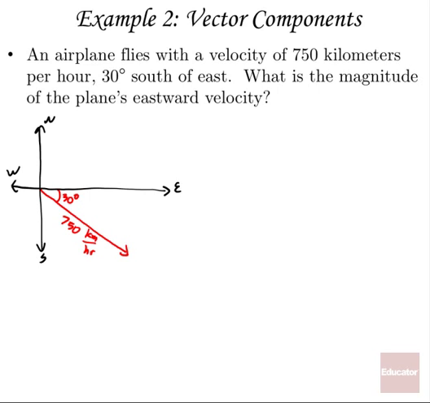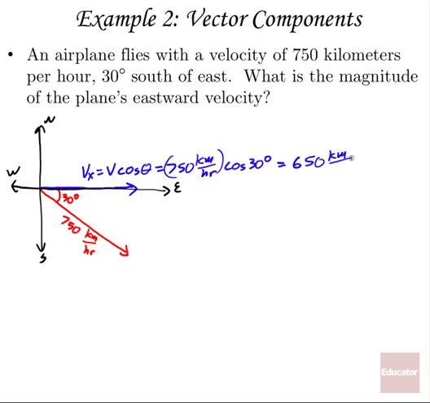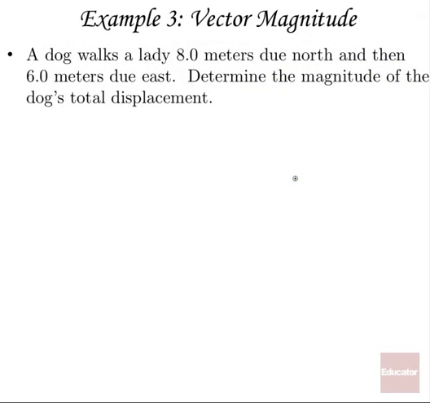If we want its eastward velocity, the eastward component, that means we want its x component here. X component of its velocity, Vx, is going to be v cosine theta, or 750 kilometers per hour, times the cosine of 30 degrees, 0.866, should give us something right around 650 kilometers per hour. Let's take a look at another one where we have to deal with vector magnitudes. A dog walks a lady 8 meters due north and then 6 meters due east. I'm sure you've all seen that before. Big dog, little person trying to walk it, and really the dog's in charge.